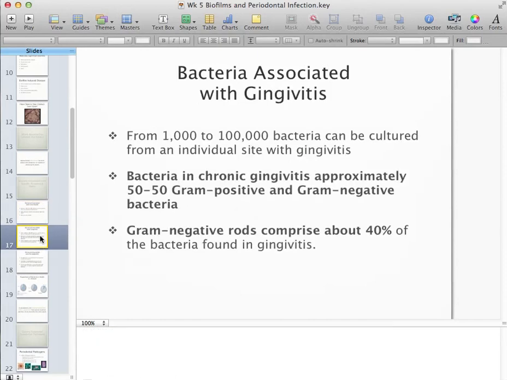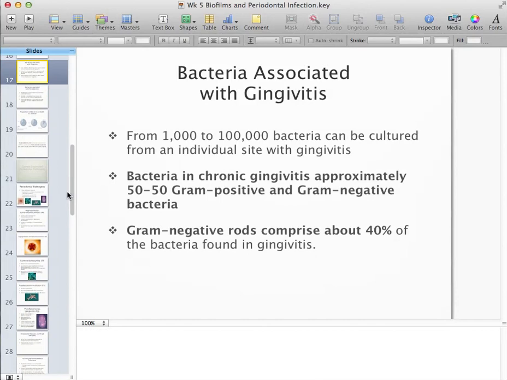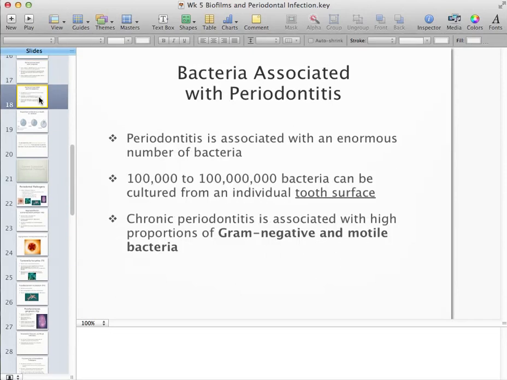All right, now we're going to talk about the stages of disease and what kind of bacteria will be in those stages. So, bacteria associated with gingivitis. Bacteria in chronic gingivitis is 50% gram-positive and 50% gram-negative. So gingivitis is half and half. Half friendly bacteria, half bad bacteria. Gram-negative rods, in particular, will make up 40% of the bacteria found in gingivitis.